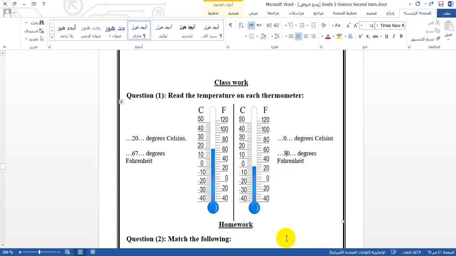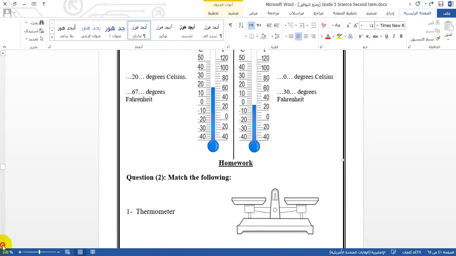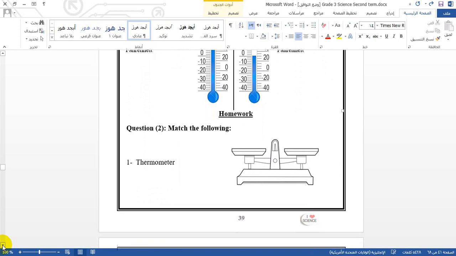Let's go down also. Now we will go to page 39. Okay guys, page 39. I know we take a long time solving the booklet questions, but you have to be patient with me, by the way.